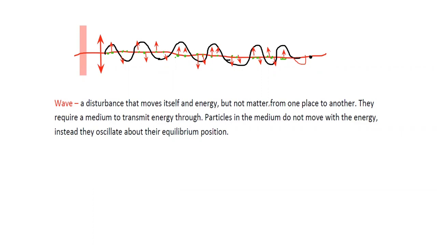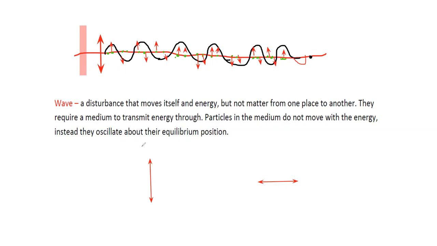The particles do not travel from one place to another, and the wave requires a medium to transfer energy through. The particles in the medium do not move with the energy; they just oscillate about their mean position. There are two ways the particles can oscillate: up and down, or right and left. There are two ways the vibration of the particles can occur.